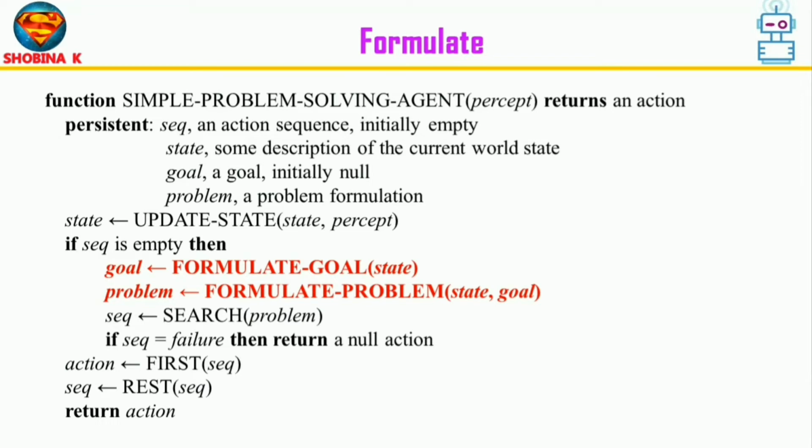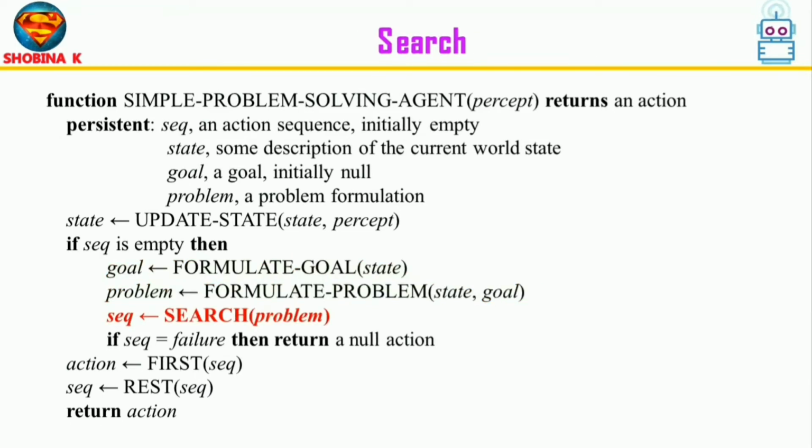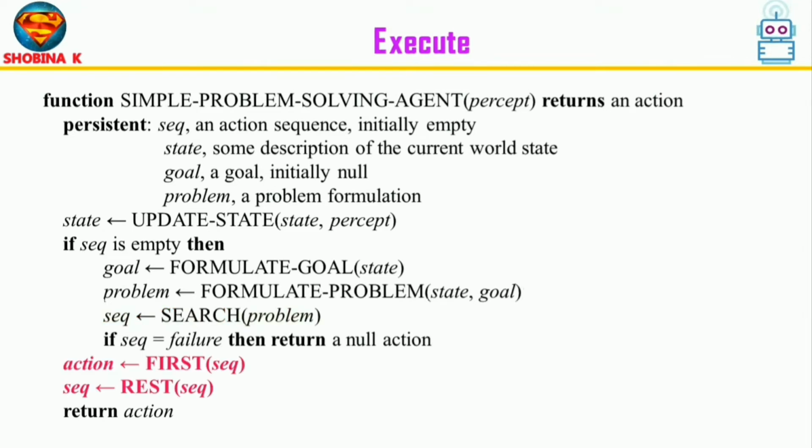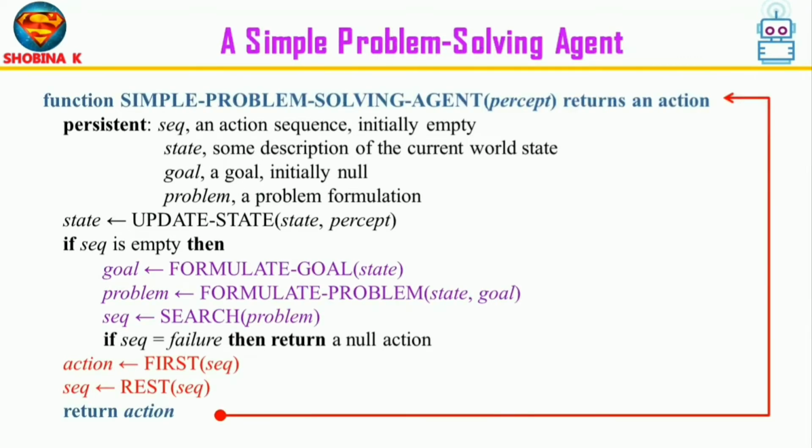After formulating a goal and problem to solve, the agent calls a search procedure to solve it. It then uses the solution to guide its actions, doing whatever the solution recommends as the next thing to do, typically the first action of the sequence, and then removing that step from the sequence. Once the solution has been executed, the agent will formulate a new goal.